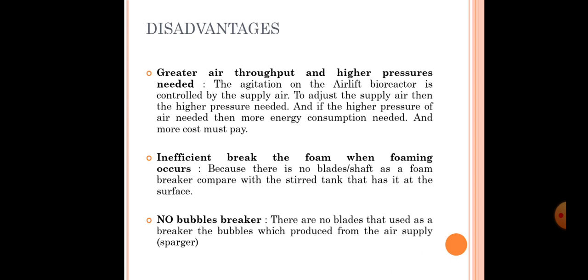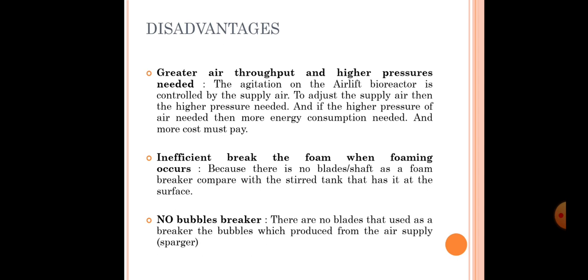Disadvantages of airlift fermenter is greater air throughput and higher pressures are needed. The agitation in the airlift bioreactor is controlled by the supply air. To adjust the supply air, higher pressure is needed, and if higher pressure of the air is needed, then more energy consumption is needed and more cost may have to be paid.